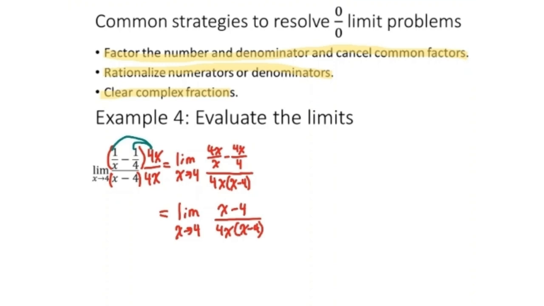And we can see now x minus 4 is a common factor in the numerator and denominator. So we'll go ahead and cancel. We get the limit as x approaches 4 of 1 over 4x. We can plug in the 4, and we get that our limit of our function is 1 over 16.